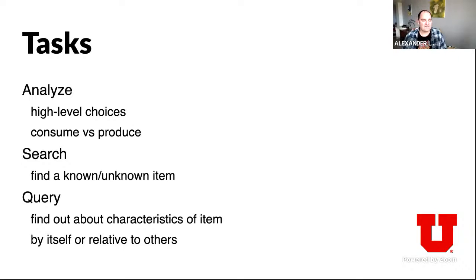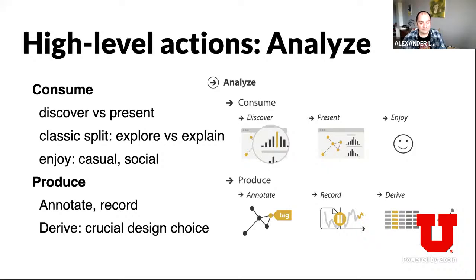Here I'm looking at these actions. For the task, it would be very high-level things like analyze. I have some high-level choices to make. Do I want to consume data, or do I want to produce something, for example, using annotation? Or I could want to search: I want to find an unknown or a known item. Or I might want to query: I want to find out about characteristics of items by themselves, or relative to others.